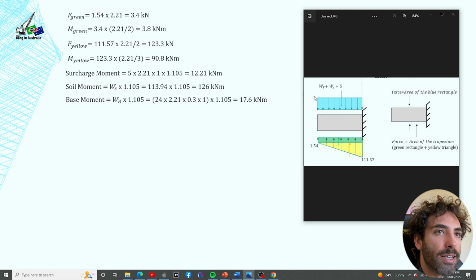We're going to do the same thing for the soil moment. We've got WS is 113.94 that we calculated previously, times 1.105, and we find the bending moment. And finally, the self weight of the footing. I called it WB here, but it's WF, base moment. So that's the self weight of the footing times the same distance here, which is 1.105. That's equal to 17.6 kilonewton meters.